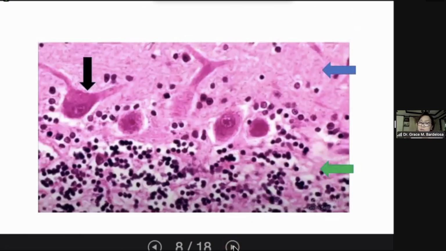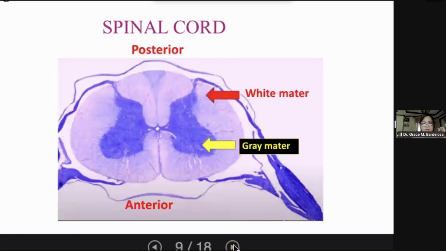On further enlargement of the cells, you will see that these are the Purkinje cells. Again, class, the layer that is pointed by this blue arrow is the molecular layer, and this layer underneath is also known as the granular layer, all belonging to the cerebellar cortex.